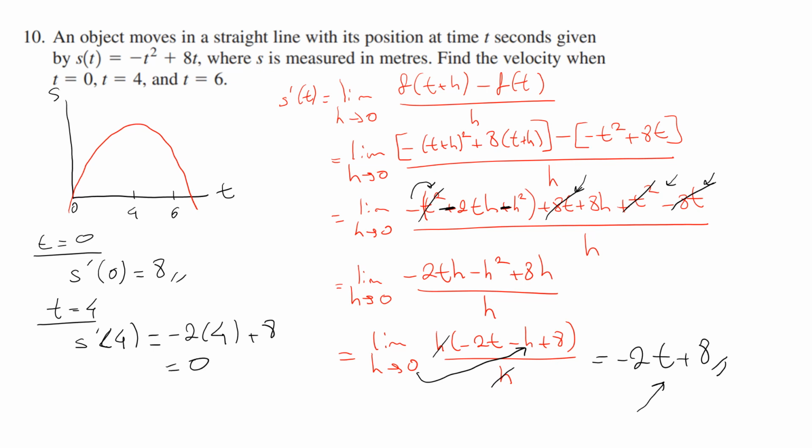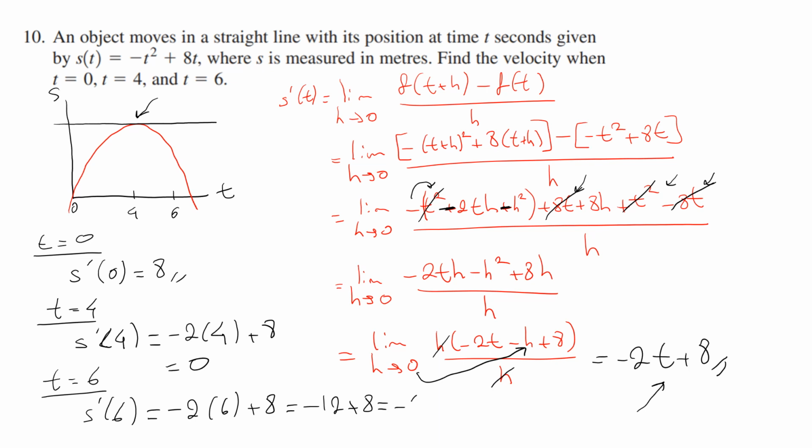And that kind of proves it, because here 4 is right on the top, where if I draw a tangent, it's going to look like this, and the slope of that tangent is 0. So I already know I'm on the right track. And for t equals 6, I can write that as -2 times 6 plus 8. So that's going to be -12 plus 8, and that's going to equal -4. So those are my solutions.